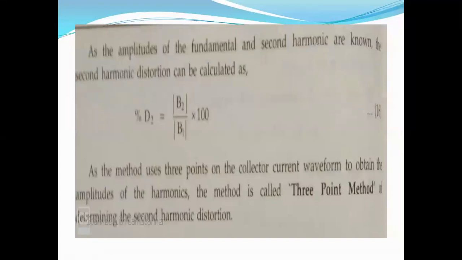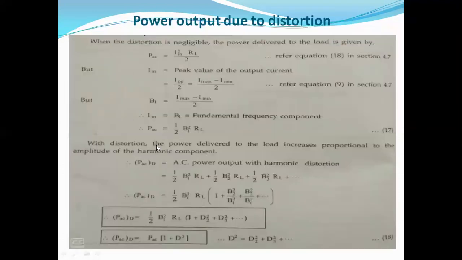Okay. So here this represents the distortion due to second harmonic frequency component, and this method is also called the 3-point method. That means by the use of 3 points we are finding the distortion. Okay, this is the distortion due to second harmonic frequency. Similarly, we can also find out the distortion due to third, fourth and so on. Okay. Next, power due to distortion.